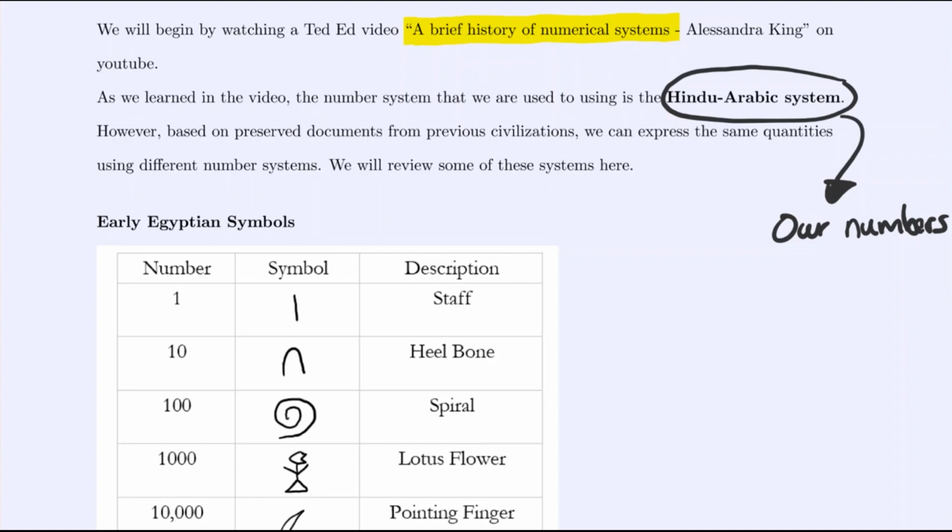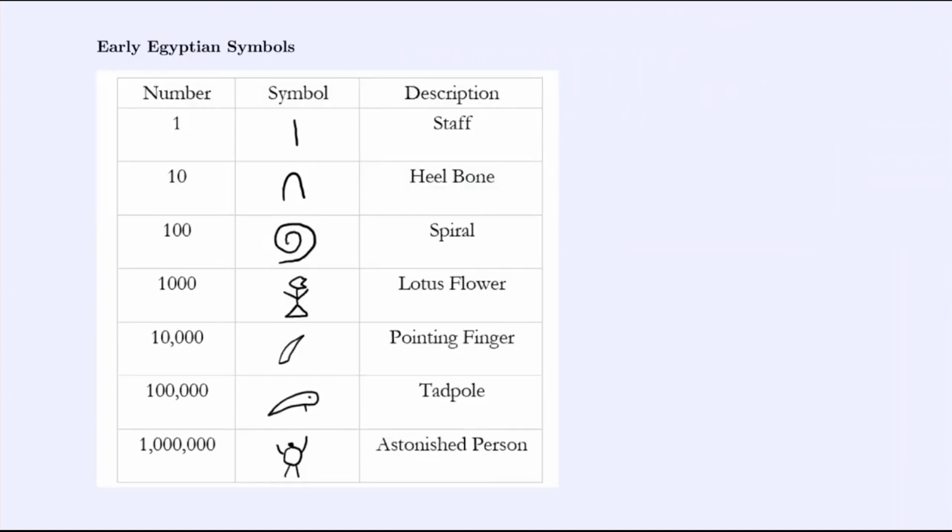So based on preserved documents that we found from previous civilizations, we've been able to piece together some different number systems that have existed throughout world history. And let's start with the Egyptian symbols. For the Egyptian symbols, we've got these various symbols that we are going to be working with. And in order to express something, for instance, if we wanted to express 12, I would write 1, 2.